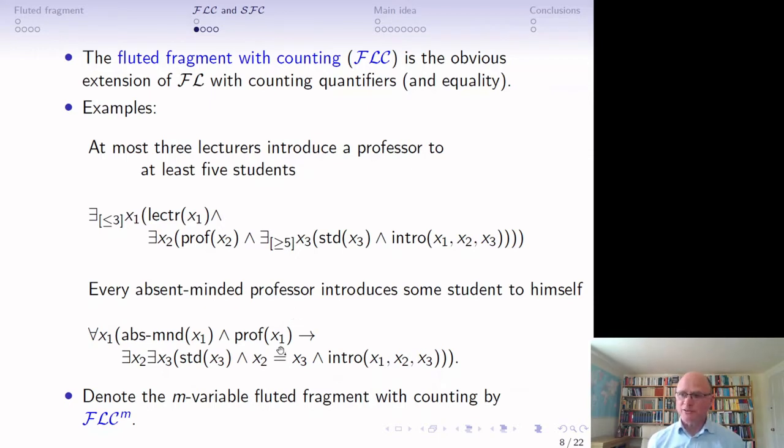And we have equality as well, so every absent-minded professor introduces some student to himself is also fluted. Again, if you look at this last formula, you'll see that the arguments to predicates are all in order and everything's as it should be, so it's fluted. And as before, we denote, of course, the m variable subfragment with the m superscript.